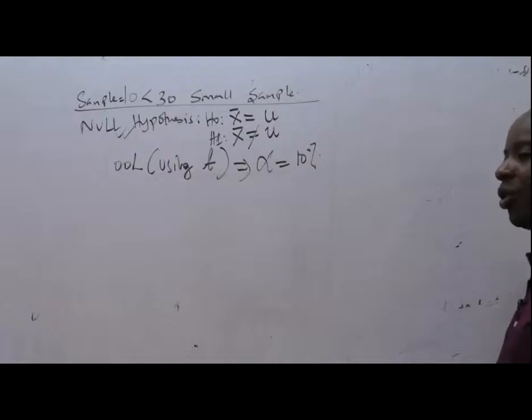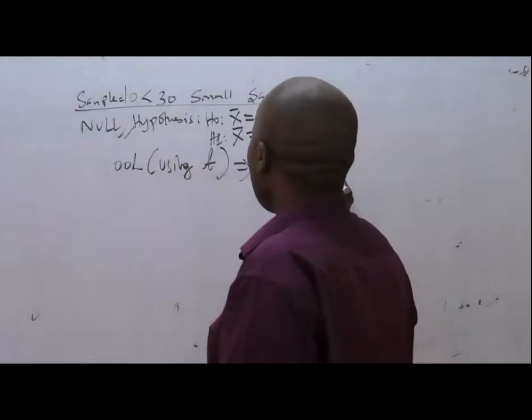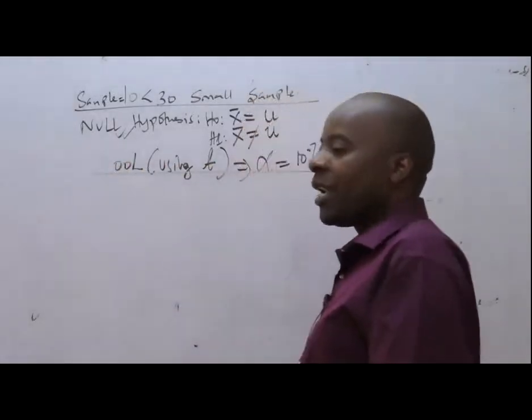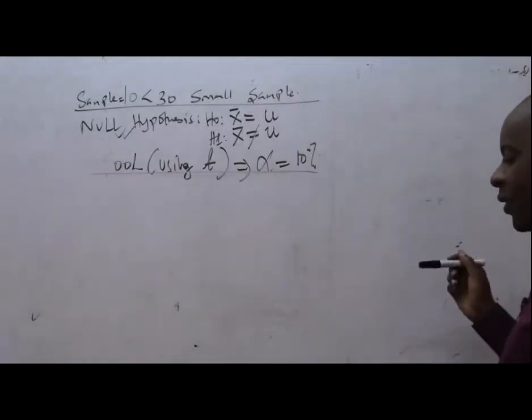So alpha equals who? Alpha equals 10%. Here they haven't given us, we are just assuming. Simply say assumed. Alpha is 10%.